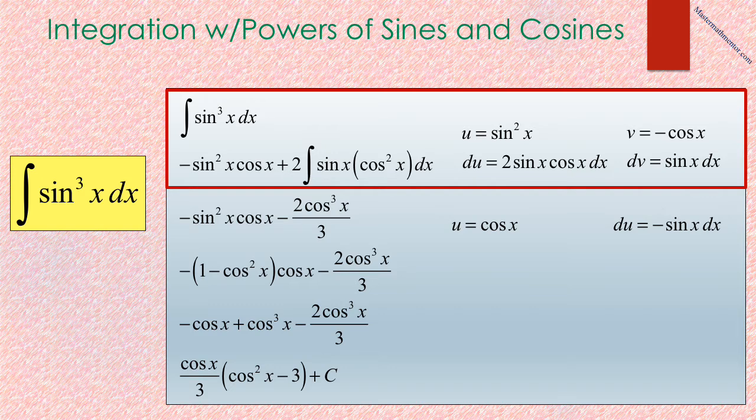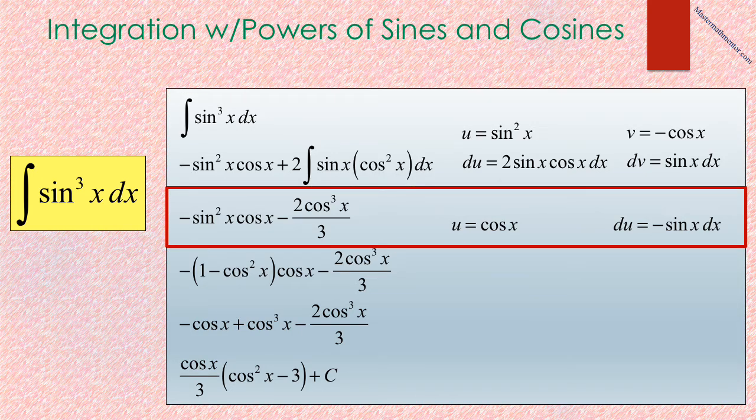We let u equal sine squared of x and dv equals sine of x dx. Therefore, du equals 2 sine of x cosine of x dx, and v is equal to negative cosine of x. So by our integration by parts formula, this integral becomes negative sine squared of x cosine of x plus 2 the integral of sine of x cosine squared of x dx.